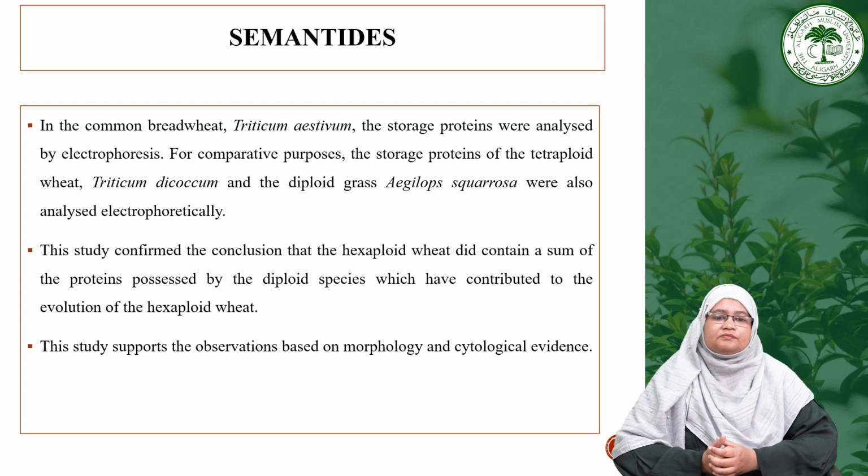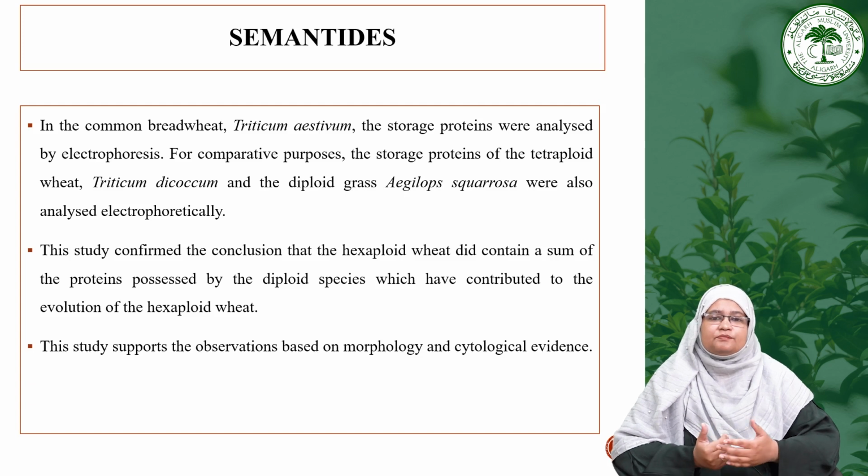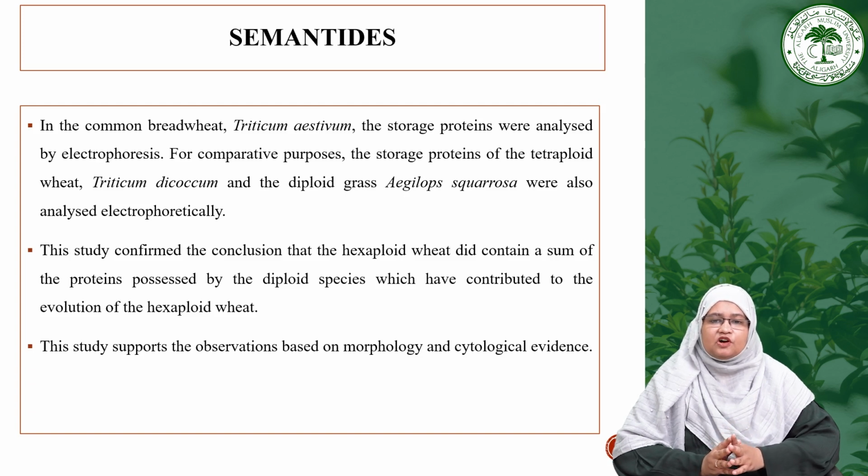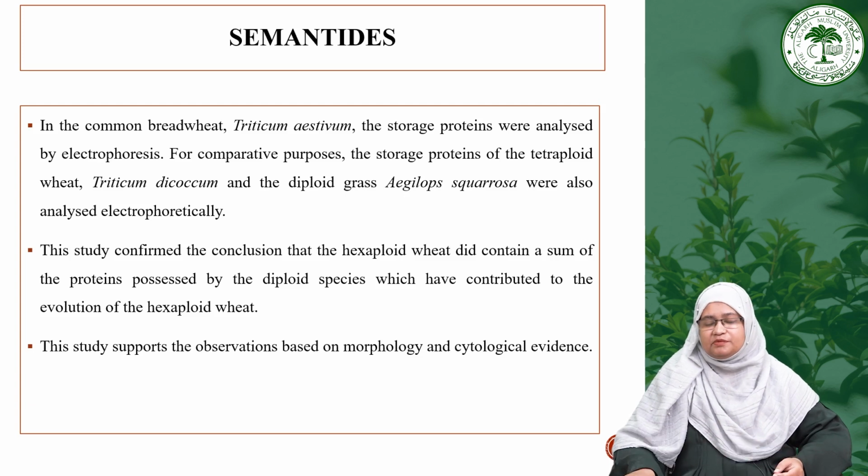So it is confirmed that this particular wheat variety comes from Triticum dicoccum and this diploid grass, Aegilops squarrosa. So this study supports the observations based on morphology and cytological evidence, as we have already seen in the previous slides of the cytology on the evolution of Triticum aestivum.